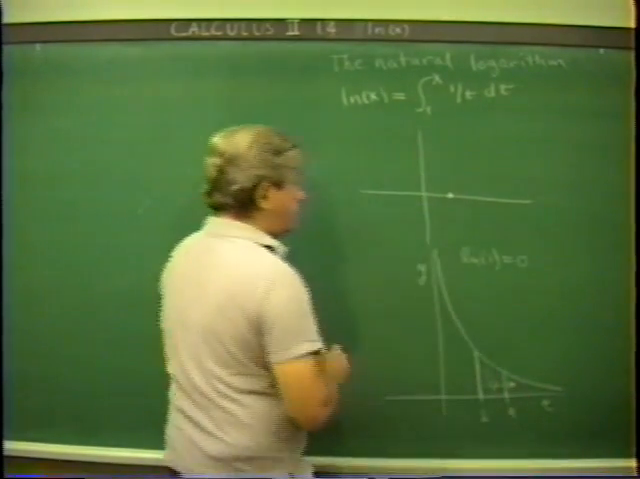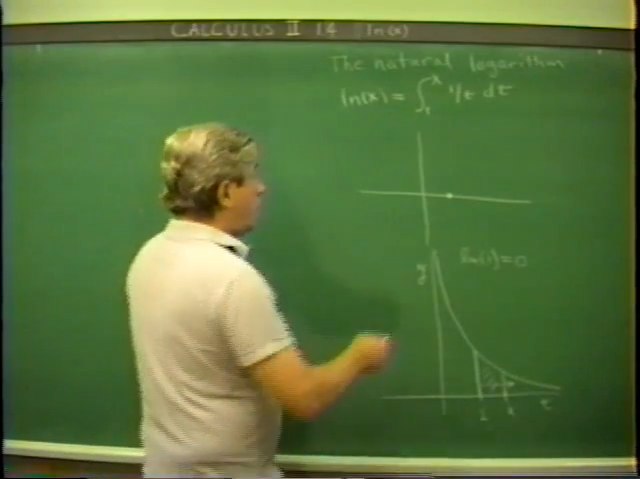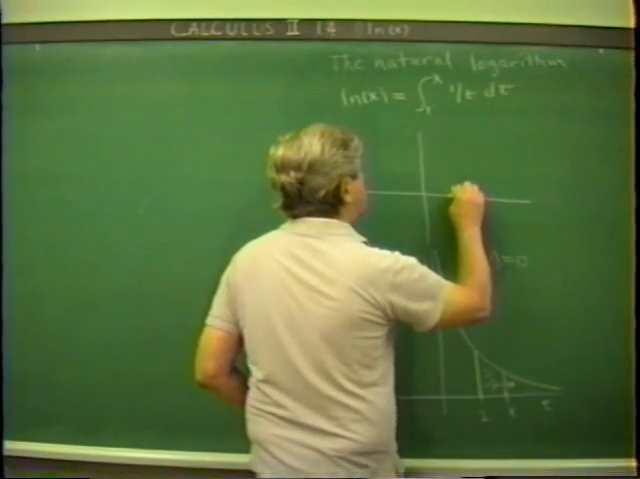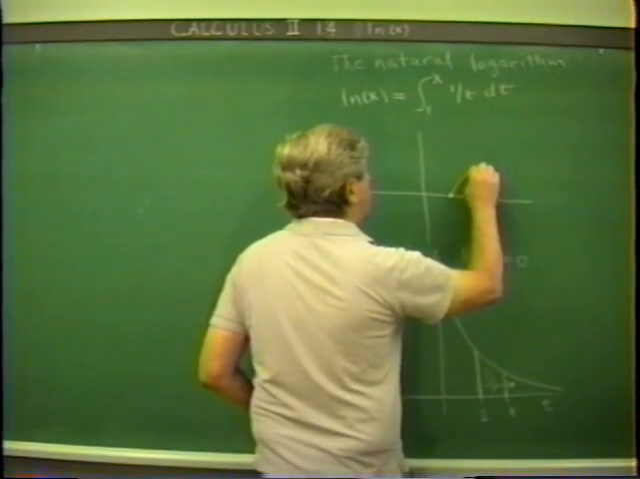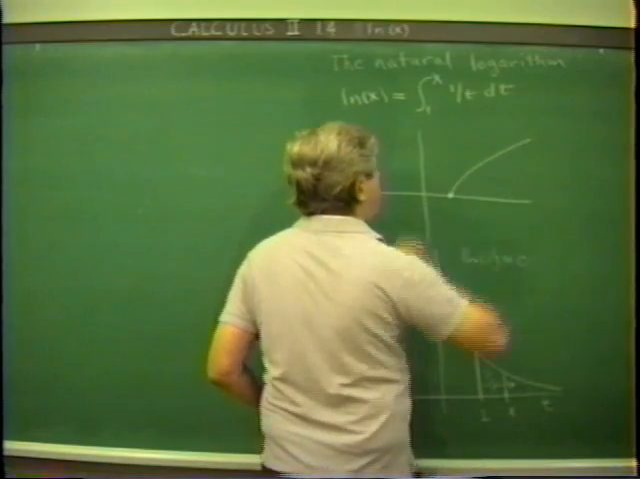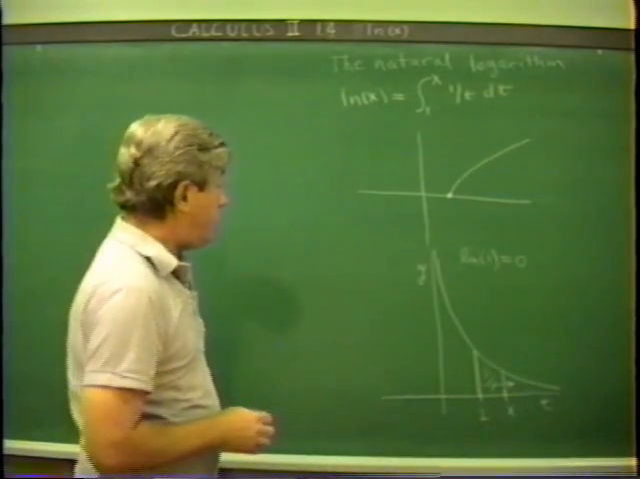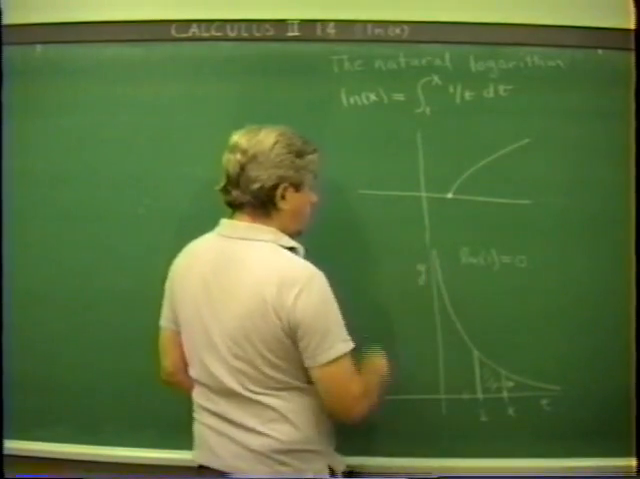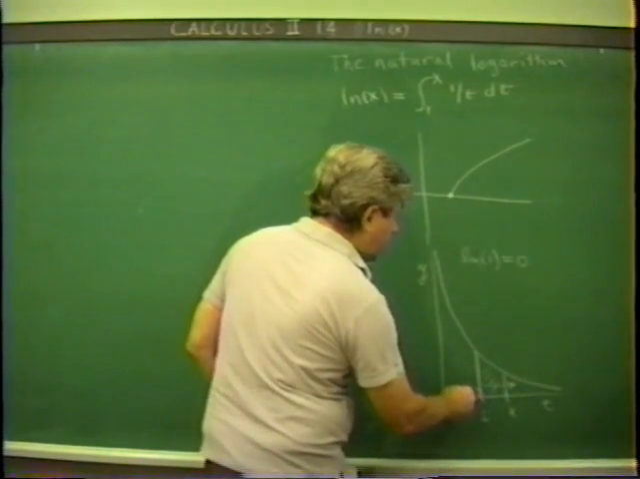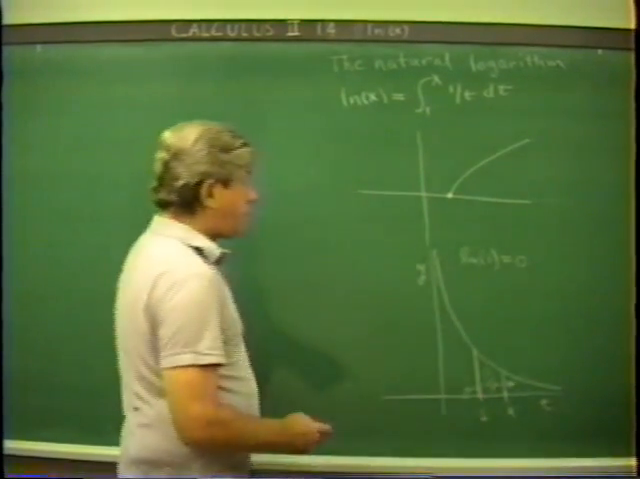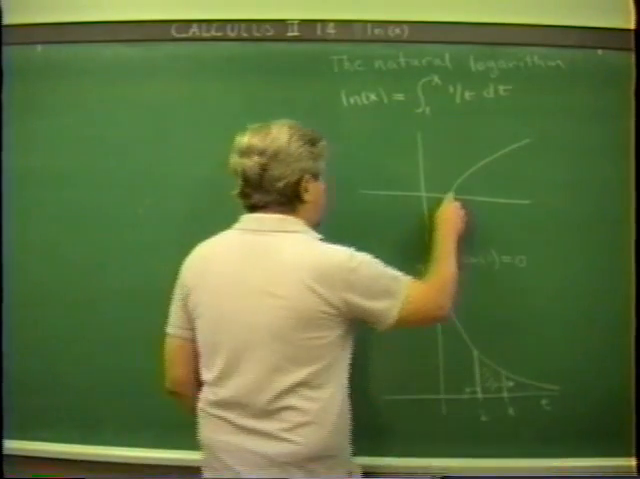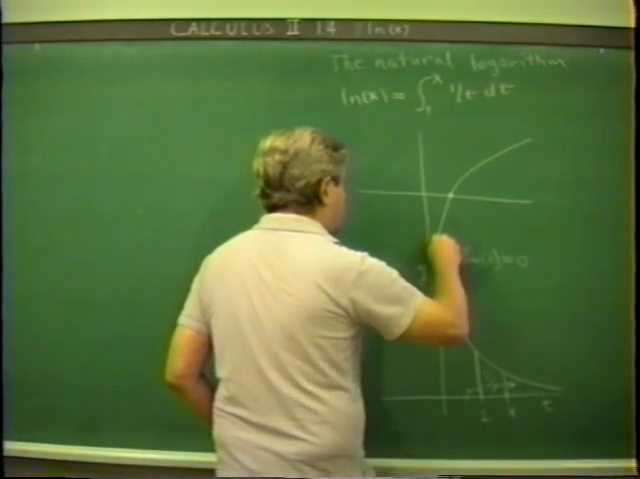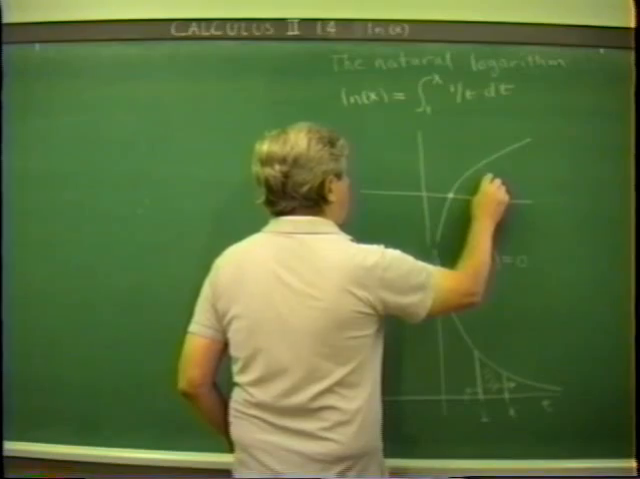Right? And then as you proceed to the right of 1, the logarithm gets larger. I'm going to draw it like this because I know pretty much what it looks like. It looks something like this. And when you integrate from 1 to x when x is less than 1, you're going to get a negative number because you're going in the opposite direction. And so the natural logarithm is going to look like this.